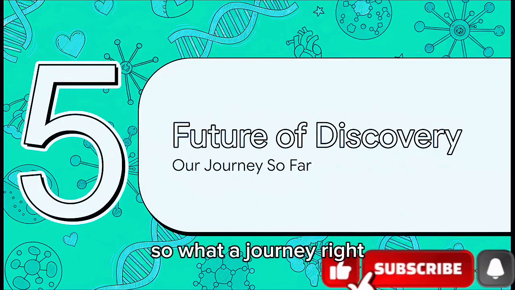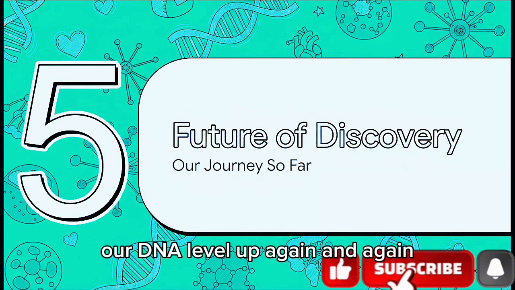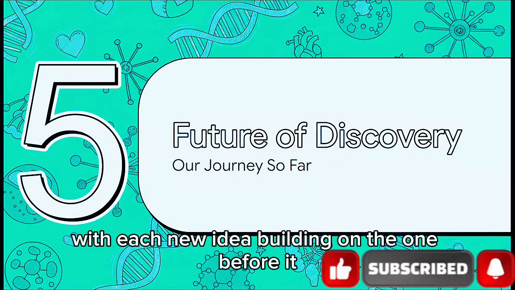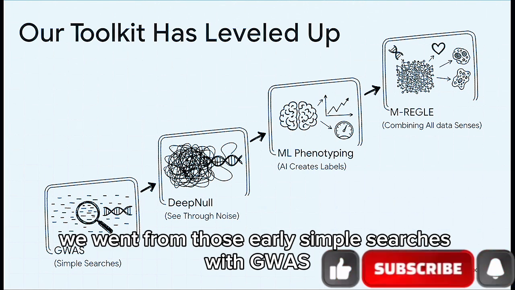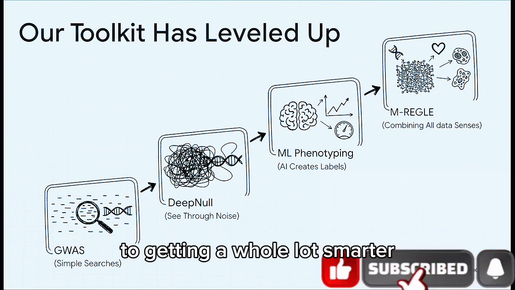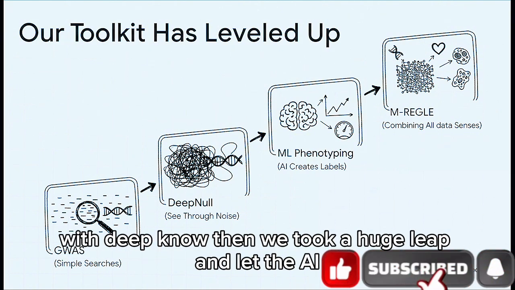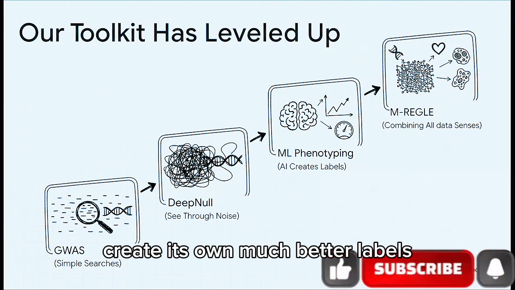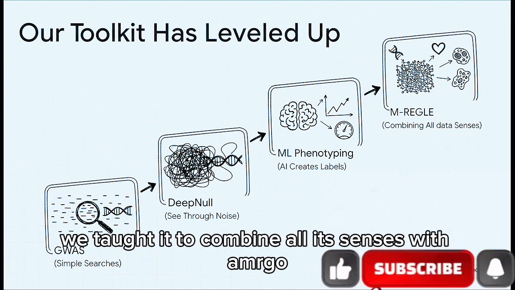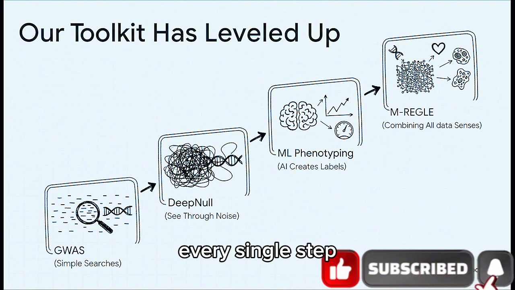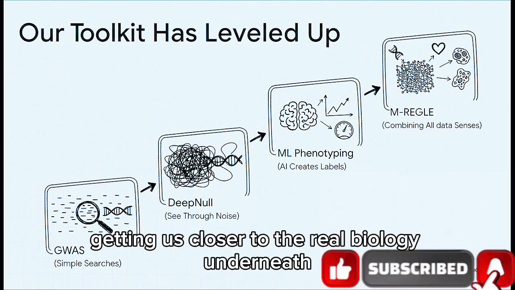So what a journey, right? We've basically watched the scientific toolkit for understanding our DNA level up again and again, with each new idea building on the one before it. I mean, think about it. We went from those early, simple searches with GWAS to getting a whole lot smarter about seeing through the biological noise with DeepNull. Then we took a huge leap and let the AI create its own, much better labels. And finally, we taught it to combine all its senses with mREGLE. Every single step has peeled back another layer of the onion, getting us closer to the real biology underneath.